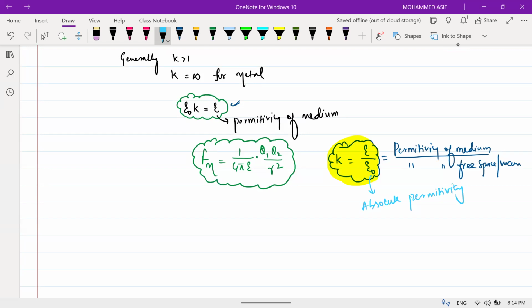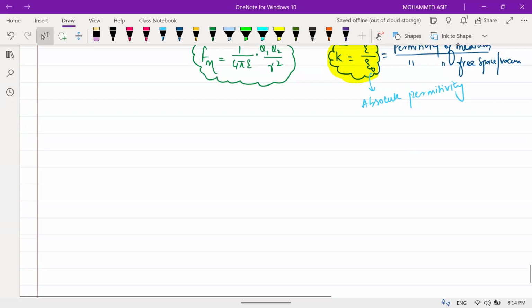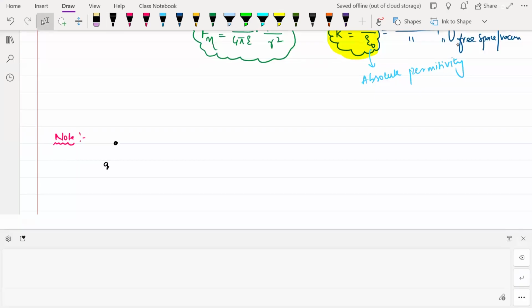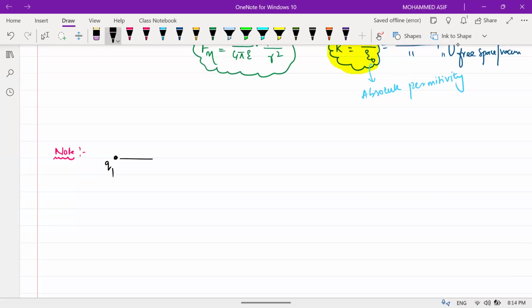We got two formulas, one for the medium, another for your air or vacuum. Now this is very important. Keep this as a note. Listen very carefully. Say for example, we have two charges here. This is your Q1 and this is your Q2. Distance between them is R. So what is the space between them? It is air. Let us assume it is a medium.